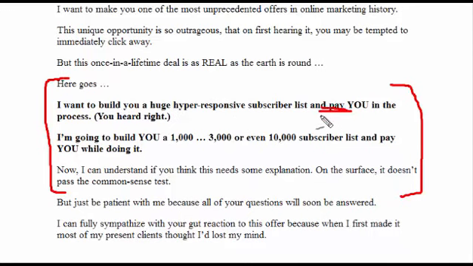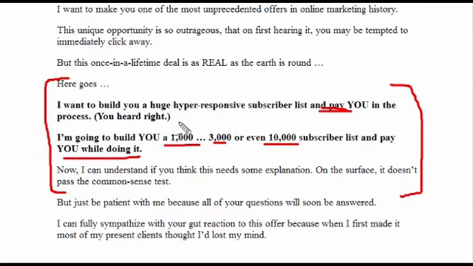I'm telling them that I'm going to build them a huge hyper-responsive subscriber list, and they're going to pay you in the process. In other words, not me, but the owner of the product is going to pay you. Now, right away, this sounds a little bit incredible. And things that are incredible, we normally need an explanation for. So I'm building curiosity now to hold the reader's attention.